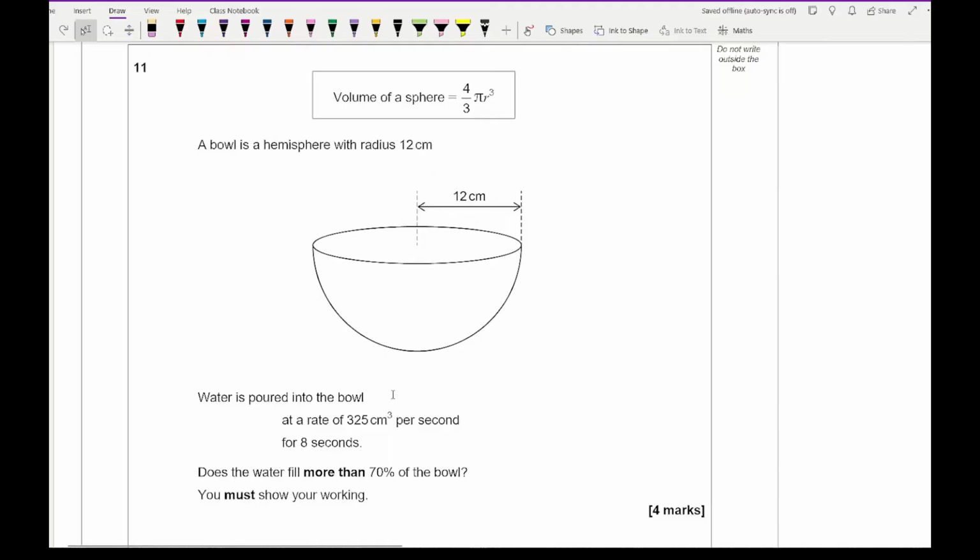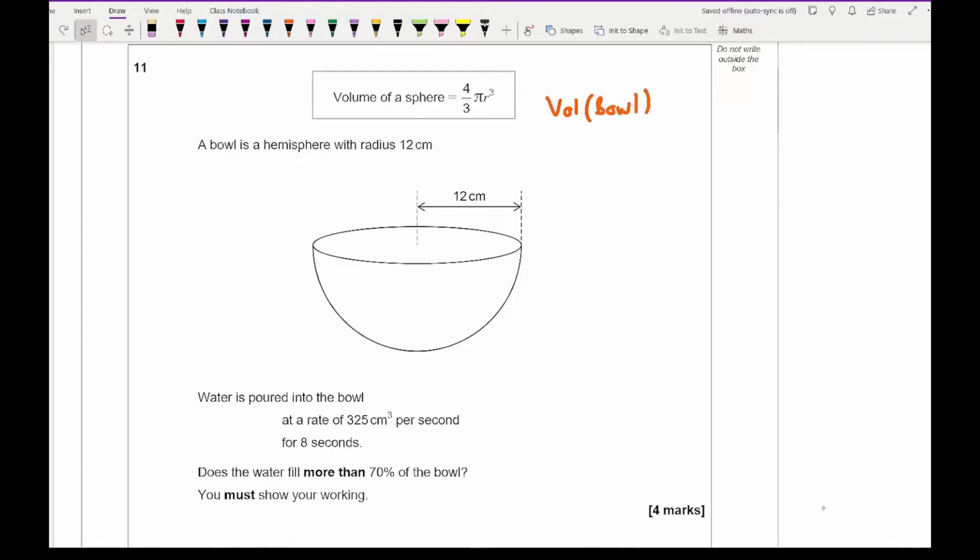Moving on to question 11, it says the volume of a sphere is given as a formula of 4/3 pi r cubed. It says a bowl has a hemisphere with a radius of 12 centimeters. Water is poured into the bowl at a rate of 325 cubic centimeters per second for 8 seconds. Does the water fill more than 70% of the bowl? So for this, what we need to do first is work out the volume of the bowl.